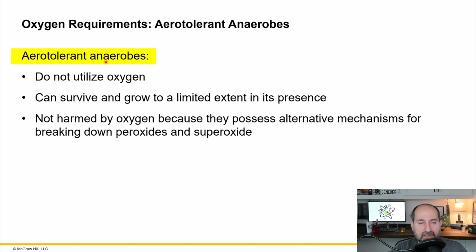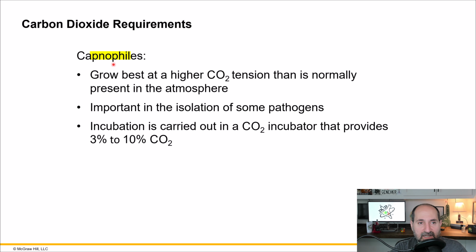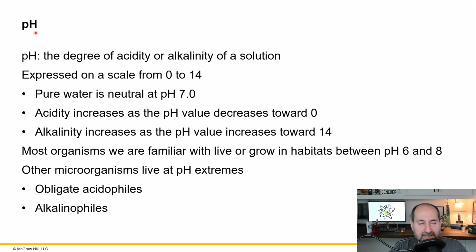Aerotolerant anaerobes, these are bacterium that do not utilize oxygen. They can survive and grow to a limited extent in its presence. Okay, what are capnophiles? Capnophiles grow best in higher CO2 concentrations. Then there are pH preferences for different bacterial cells.